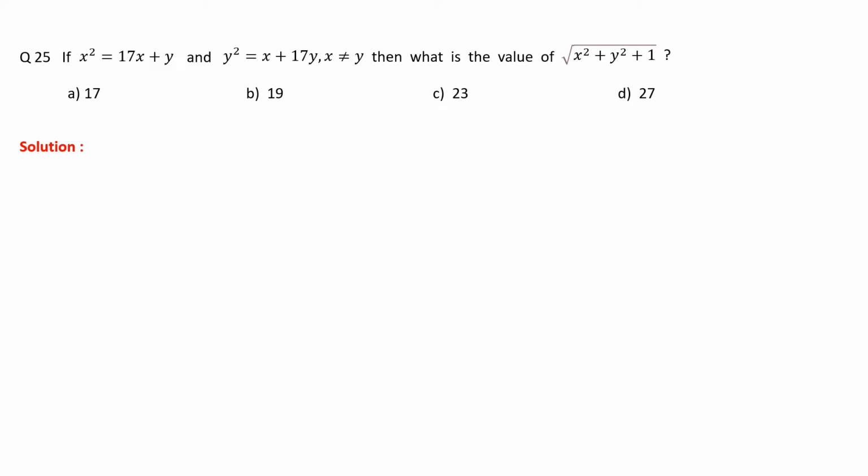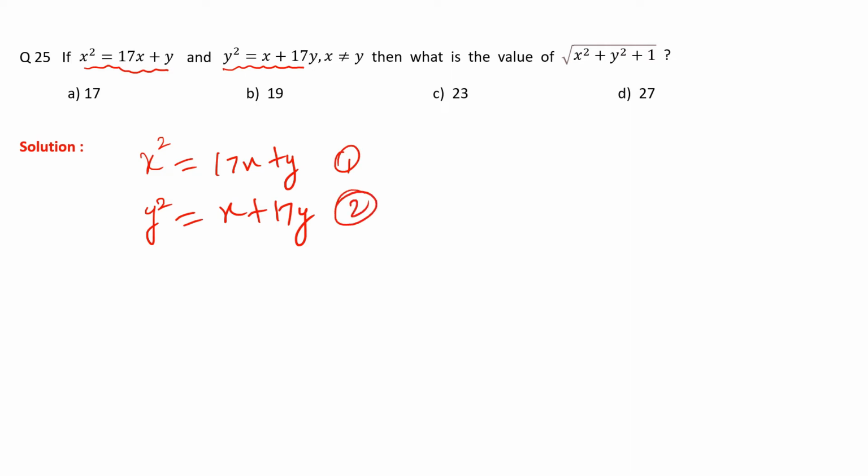Now students, this is again a nice problem. The question says if x square equal to 17x plus y and y square equal to x plus 17y, where x is not equal to y, then what is the value of under root of x square plus y square plus 1? Now to solve this question, just note the similarity in these two terms. What do we do? We write x square equal to 17x plus y, and below it I am writing y square equal to x plus 17y. Now I just subtract equation number 2 from equation number 1.